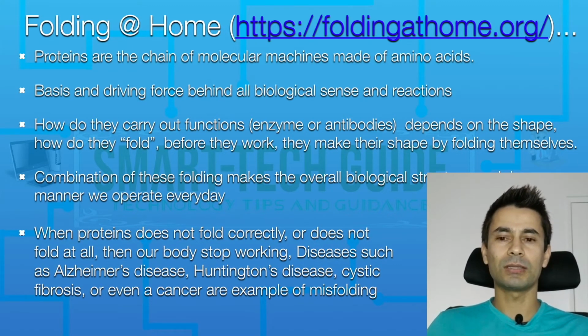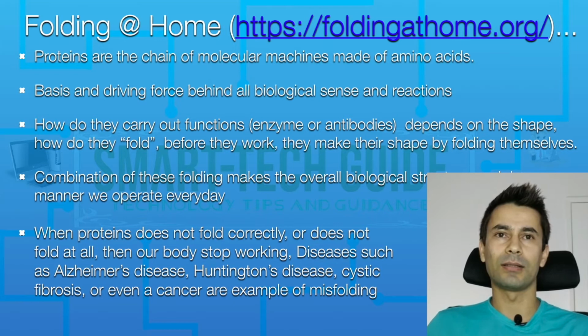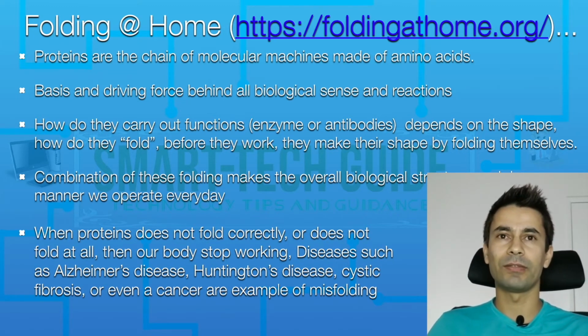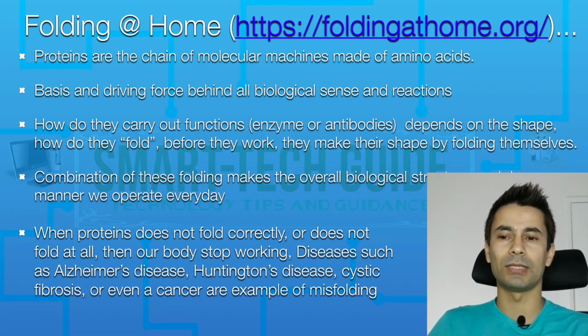When a protein does not fold correctly, or it misfolds, then it doesn't work properly and our biological system doesn't work properly. Examples are diseases like Alzheimer's disease, Huntington's disease, cystic fibrosis, even cancer. These are examples of misfolding of proteins.